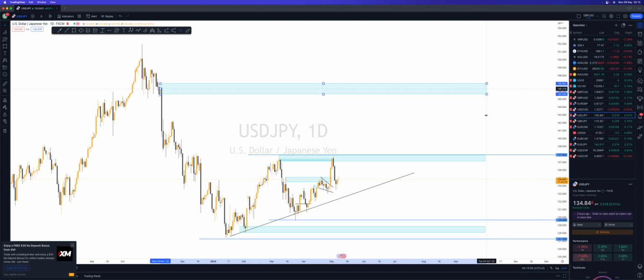Also, if we don't break out and push down to this area, then what's going to happen is market's going to push topside to do something like this, and then from here we'll come back to this area of interest. So that is definitely just something to look at in terms of USD JPY.